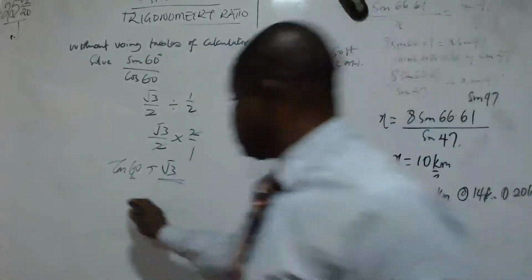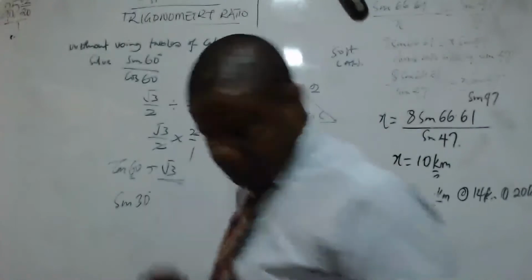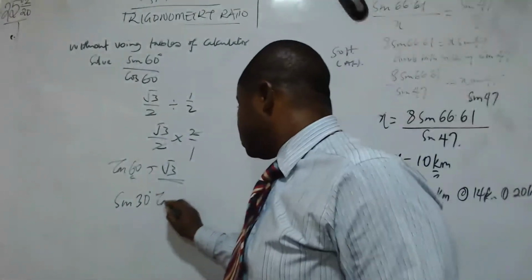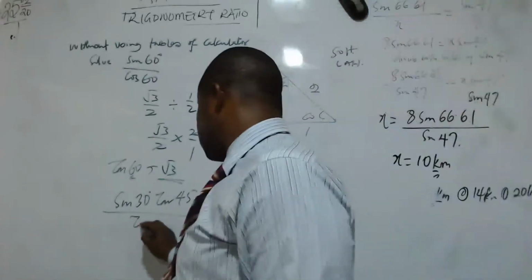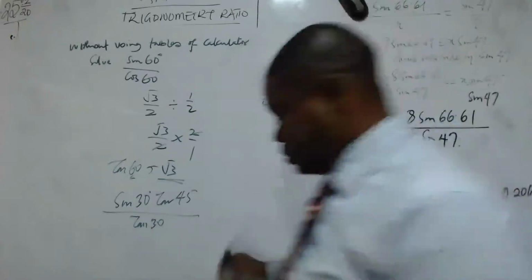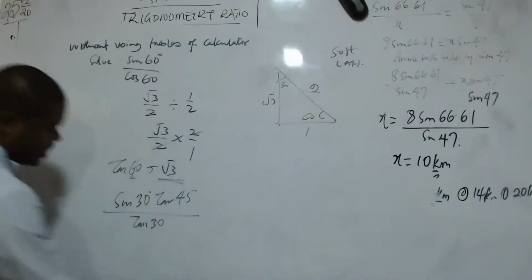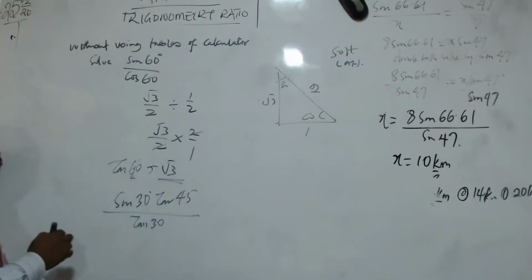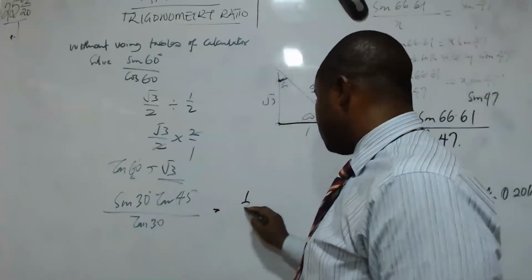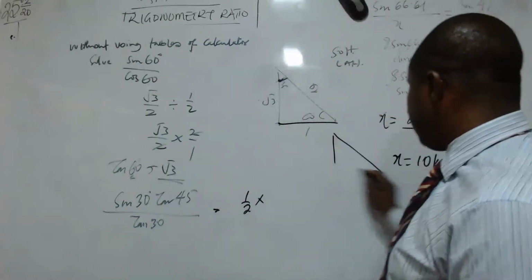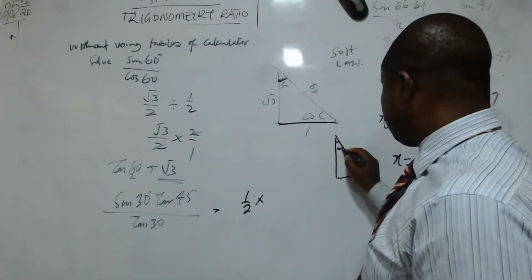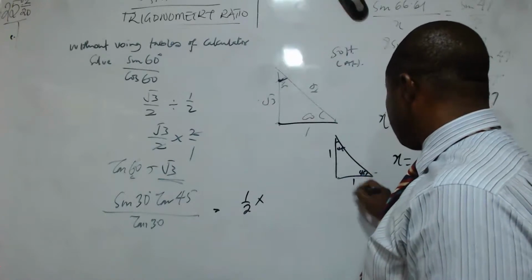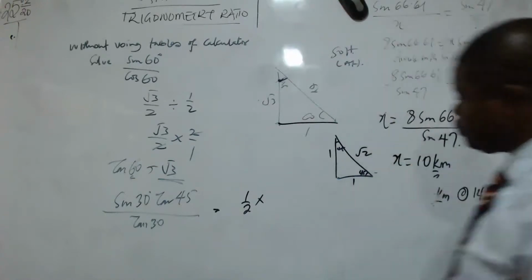We have sine 30 times tan 45 divided by tan 30. How do we go about this? Sine 30, tan 45, hypotenuse. That means sine 30 you have 1 over 2, times tan 45. For 45, we have 1, 1, and here root 2.